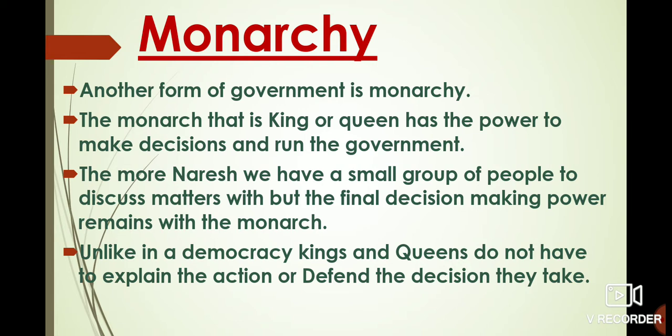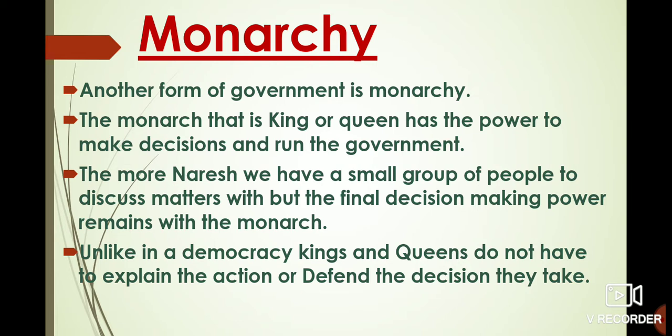In a democratic government, ministers or MLAs are elected by the people, right? But here, who is taking the decision? The king or queen is ruling over the people. Understood? The monarch may have a small group of people to discuss matters, but the final decision-making power remains with the monarch. This is very, very important.